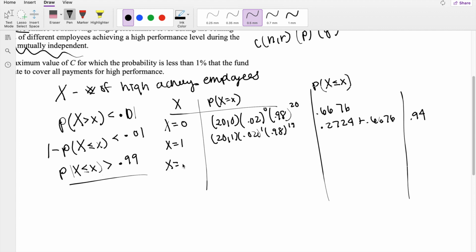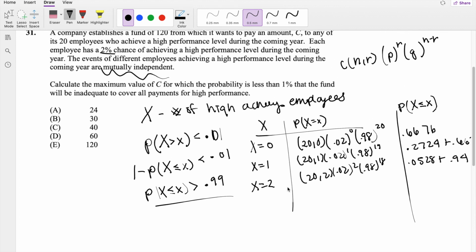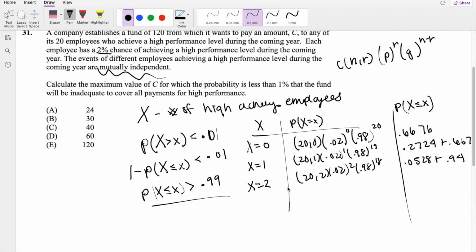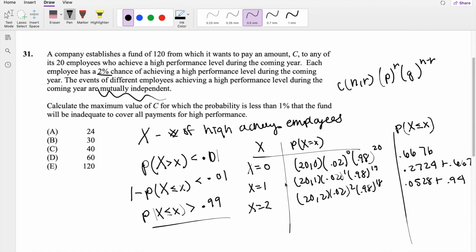But I have a good feeling about X is equal to 2. When we try 20 choose 2, 0.02 to the second, 0.98 to the 18th, this is equal to 0.0528 plus our previous 0.94, which is equal to 0.99283, which is indeed greater than 0.99. So if X is equal to 2, that is, if we have 2 high achieving employees, that is when we can maximize the value of C.